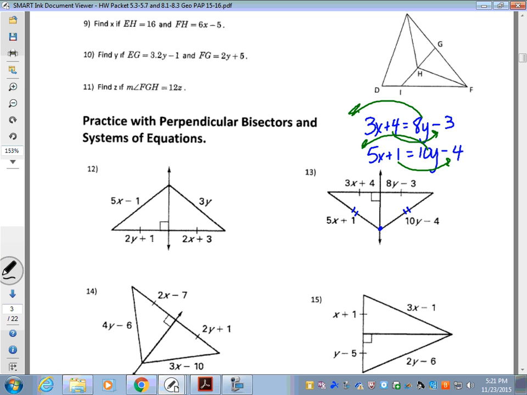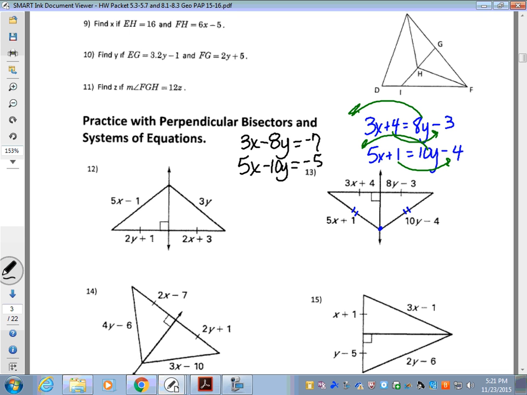When I do that, this becomes 3x minus 8y, because the 8y was positive on the right side, equals negative 7. And then this becomes 5x minus 10y, and this equals negative 5. And so this is what you need to do. You need to get it in standard form, and line up your x's and y's.